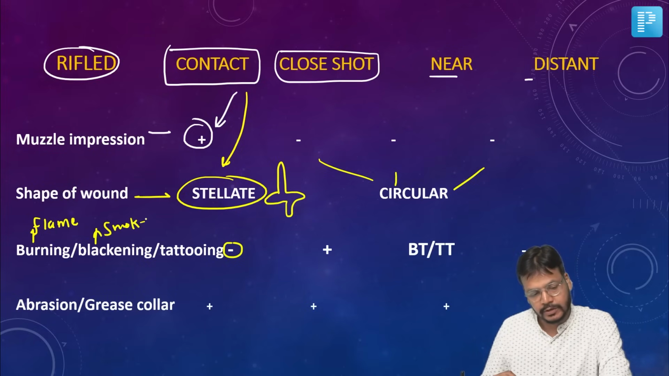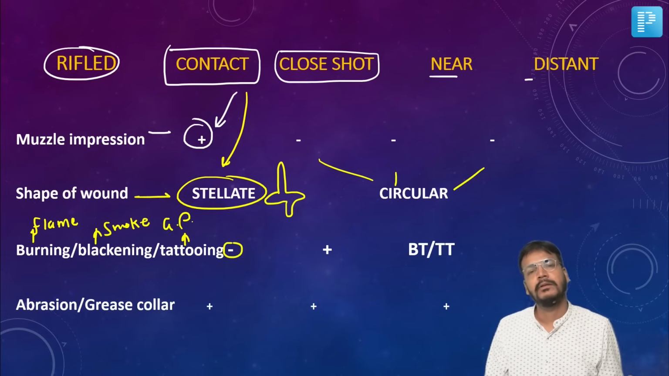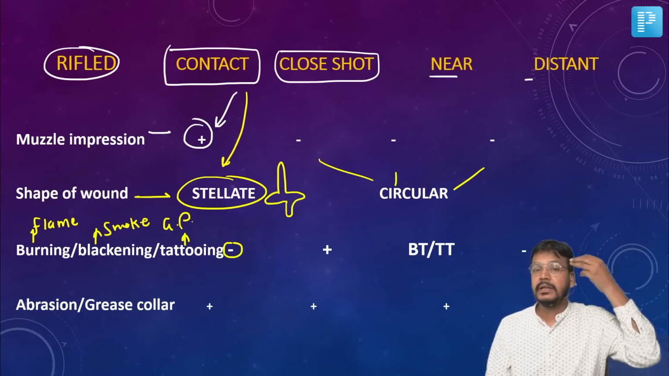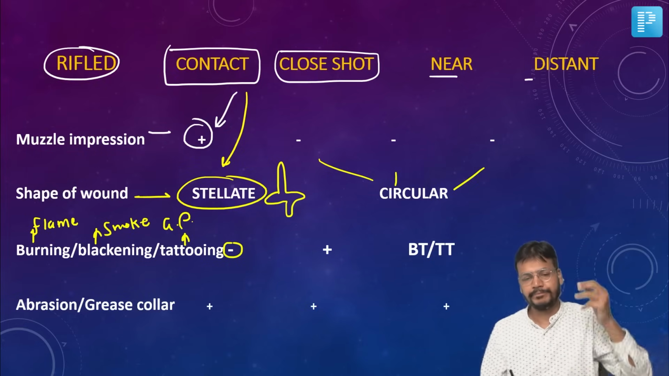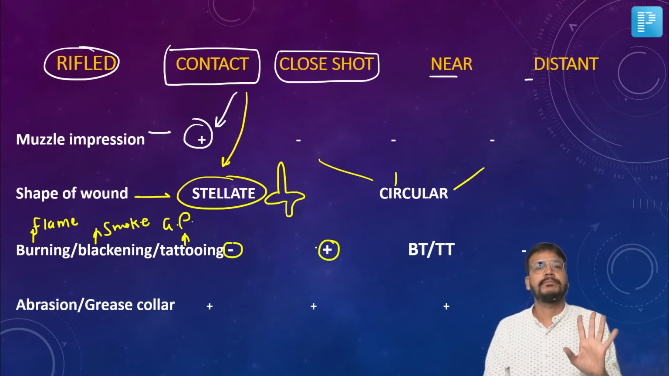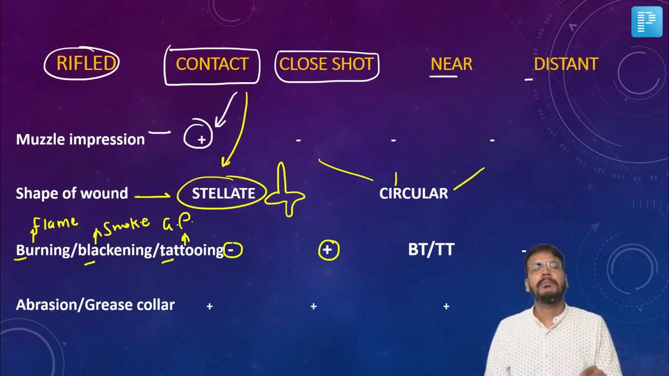Blackening is because of the smoke effect. Tattooing is because of gunpowder. Burning is the burning of hair, from the flame. Smoke produces blackening, and tattooing is because of gunpowder. These three are absent in contact shot because everything goes inside the track. These three are present as BBT: burning, blackening, or tattooing. Burning is also known as singeing.